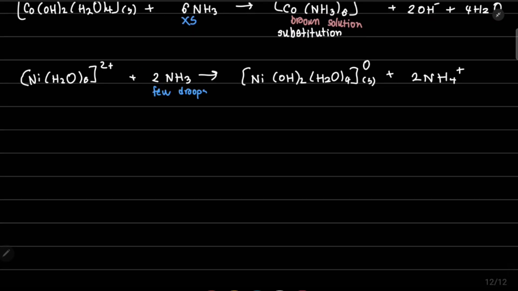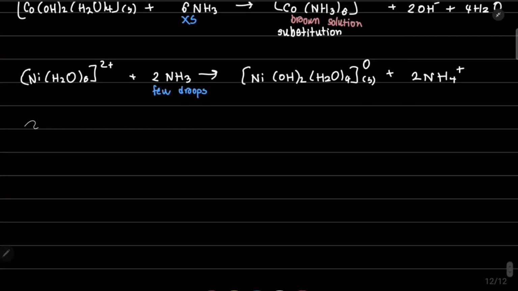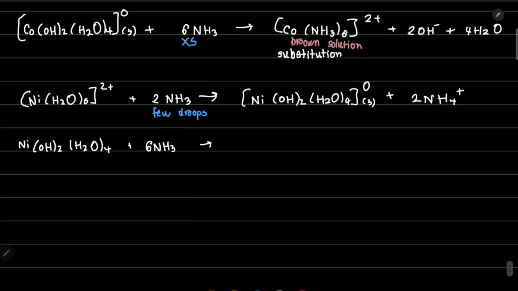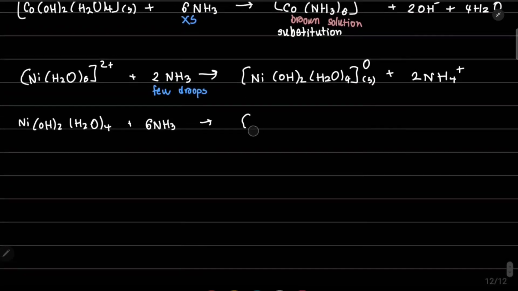In case of excess ammonia, we'll have Ni(OH)2(H2O)4 reacting with 6 ammonia. This will form a similar product. We'll have Ni(NH3)6, which will have a charge of 2 plus, and we'll have 2OH minus plus 4H2O.